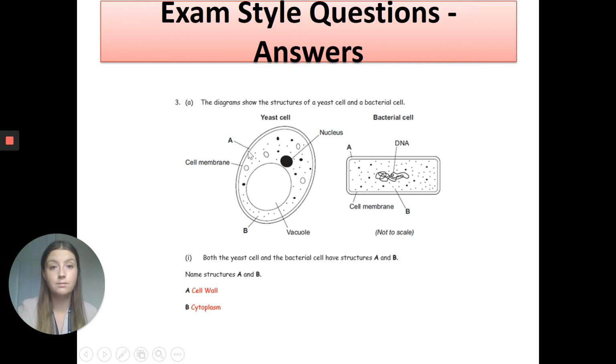So if we look at A and A here, we can see that that is the line on the outside, so therefore it must be the cell wall. And then it asks what structure B is, which is here and here. If we're a little bit unsure, we can see that the DNA is floating, if you like, or freely moving within this structure, so therefore it must be the cytoplasm.